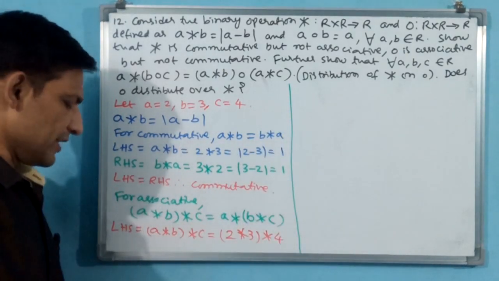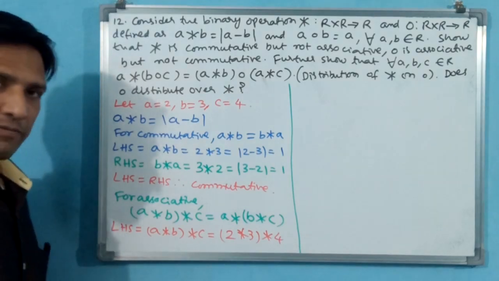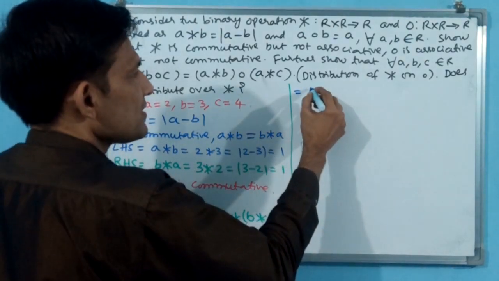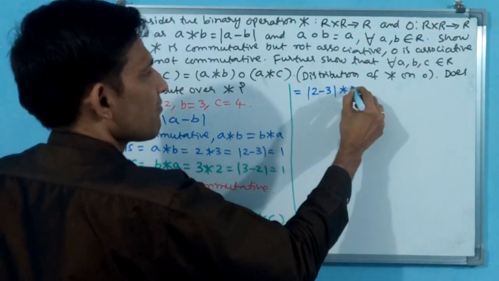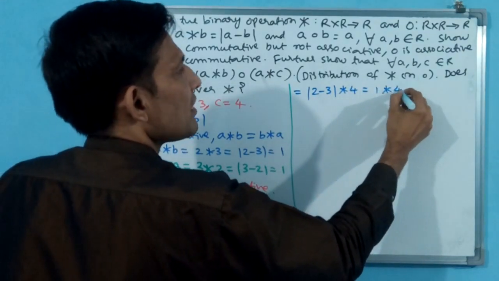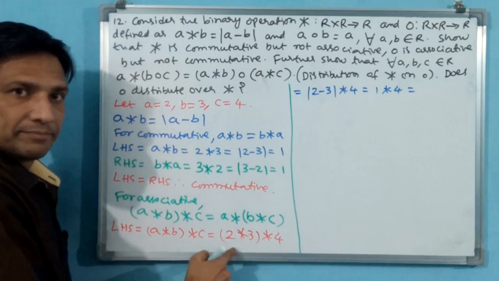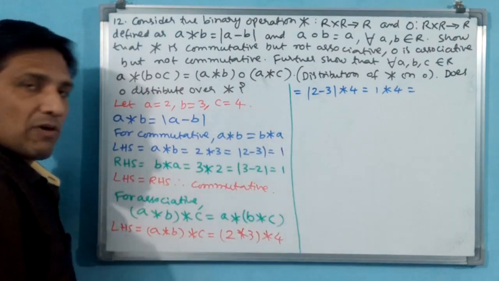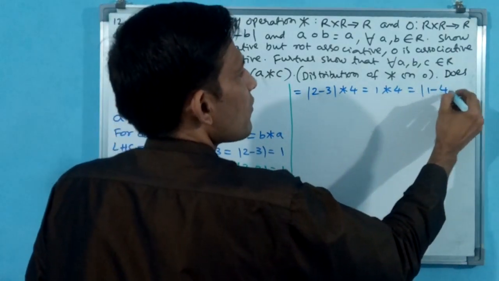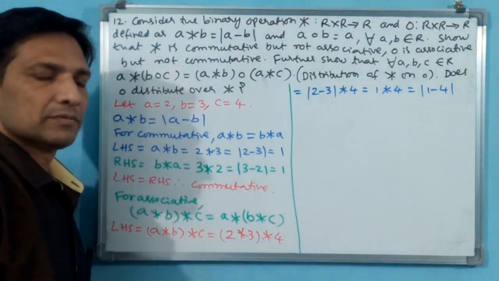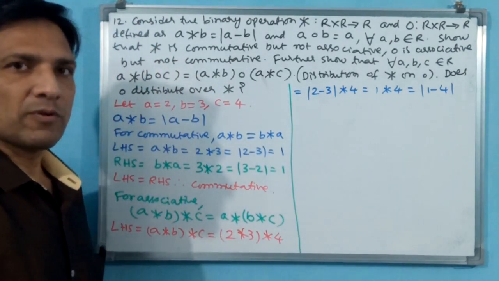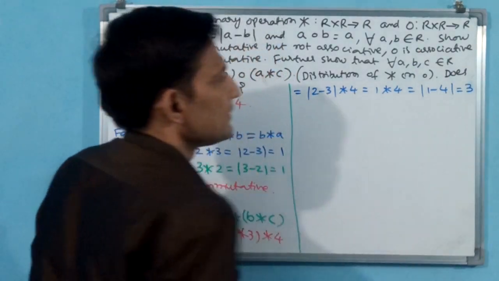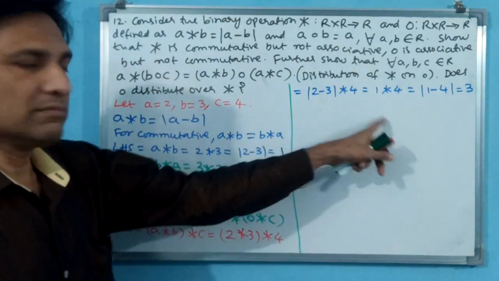Okay. You continue here. (2 star 3) star 4. First you do this operation, 2 star 3. 2 star 3 how much? Modulus of 2 minus 3, star 4. That is equal to 1. Already we have received this one. Here you see this is 1. Okay. 1 directly we have written. 1 star 4 means how much? Modulus of 1 minus 4. 1 minus 4 is minus 3. Modulus of minus 3 is 3. That's all. You write 3. Okay, that means LHS has come 3.